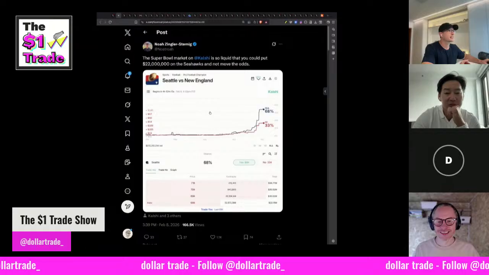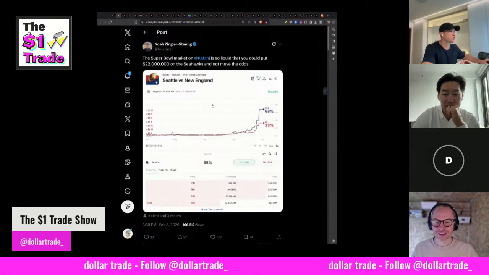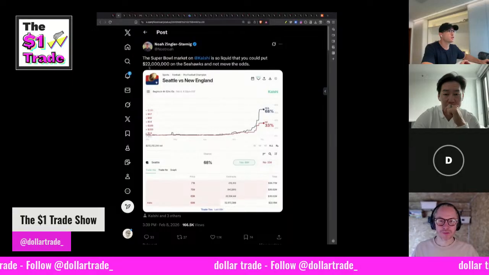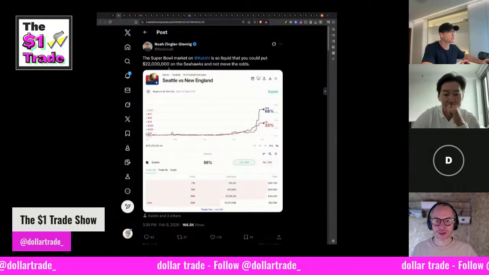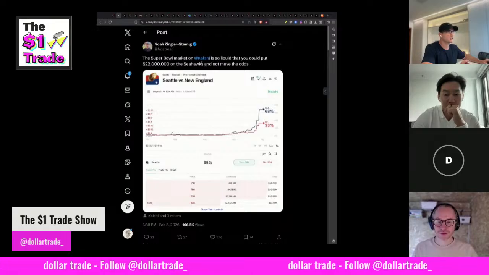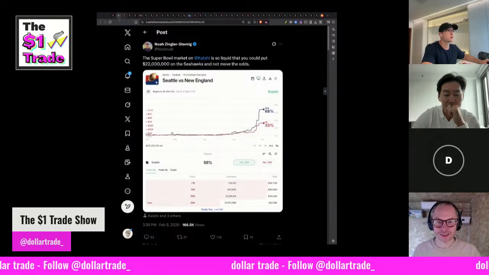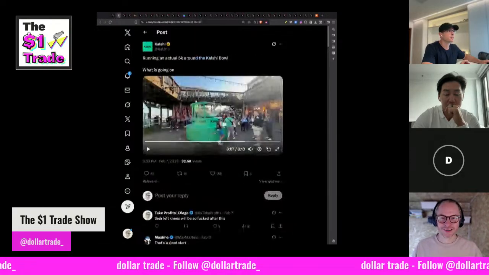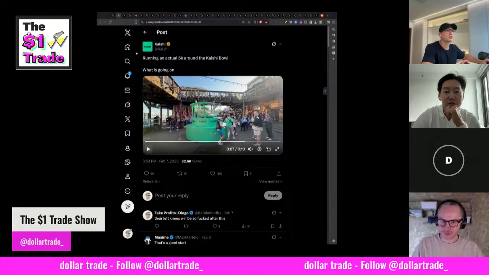And this caught my attention because there was so much money in those markets that even a $22 million bet would not move the odds, because there was so much liquidity on these markets. Which is insane. Yeah, it's insane.